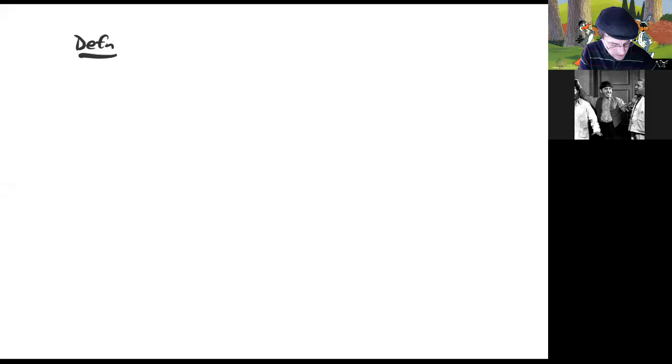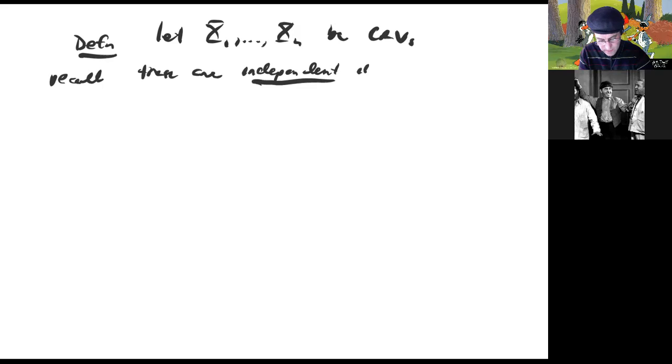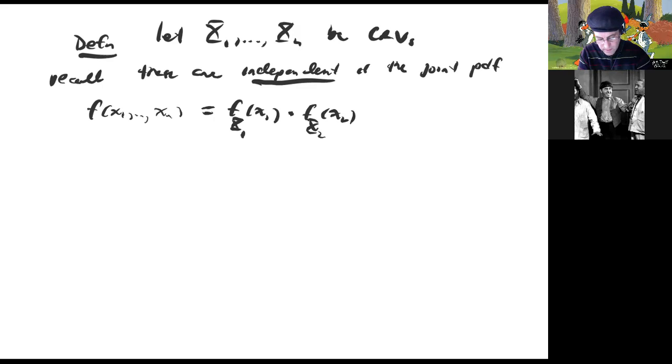Okay, so I'm going to make a definition. Let X1 through Xn be continuous random variables. We already defined what it means for them to be independent. Recall, these are independent if the joint PDF f of x1 through xn breaks up as a product: f sub X1 of x1 times f sub X2 of x2, and so on. So the product of all the marginal PDFs equals the joint PDF. That's what it means to be independent.